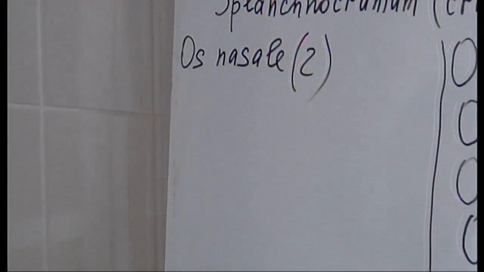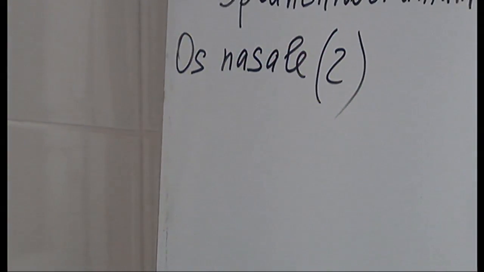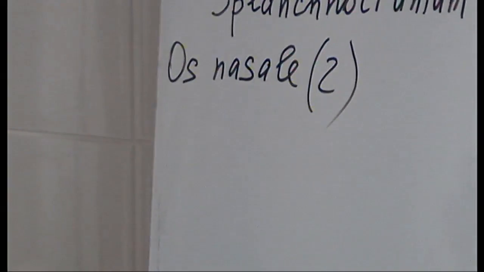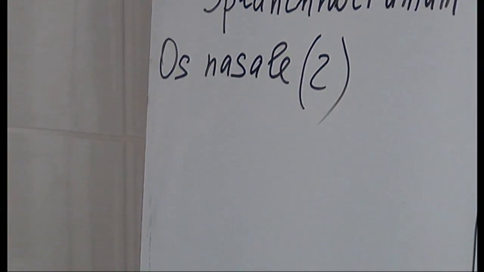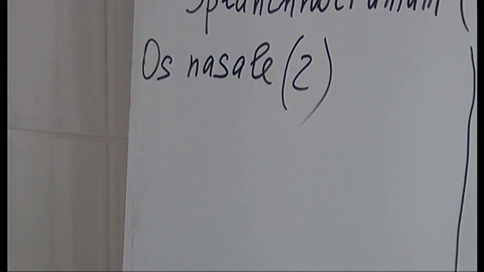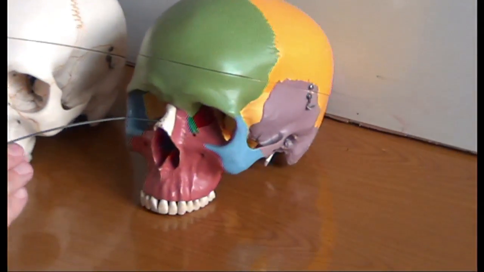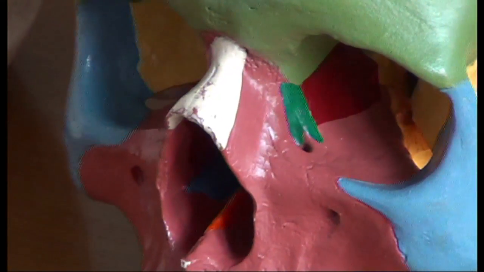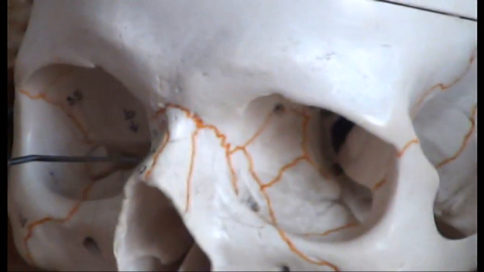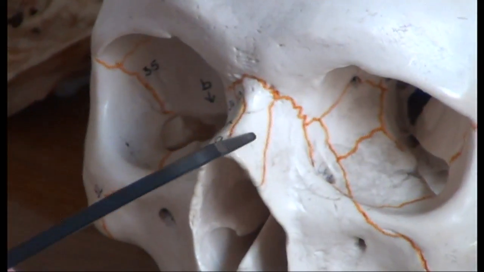In parenthesis 2 means it's also a paired bone, os nasale. Os nasale, right and left.